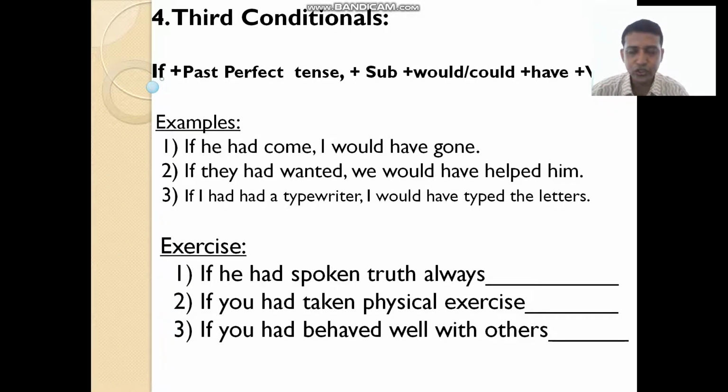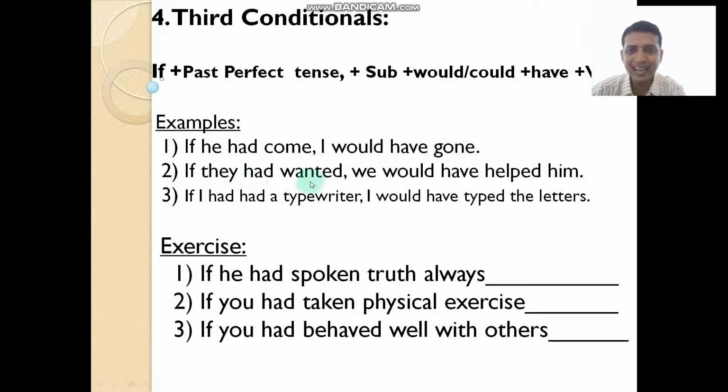Okay, this is the third conditional. What is the structure of the third conditional? Please, structure first: if plus past perfect tense plus subject plus would or could plus have plus V3. That would be the V3. Example: if he had come, I would have gone. Here, subject, would, and have, and that is the V3, the past participle form of the verb. As it is in past perfect tense, after would have, you will have to use the V3 form.